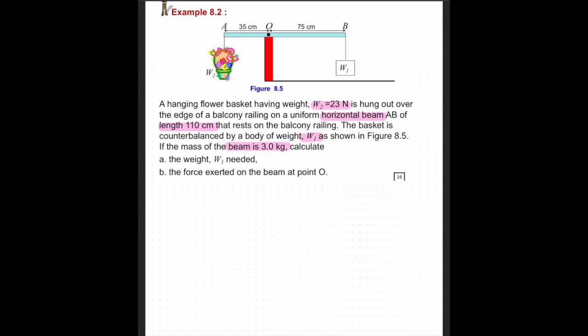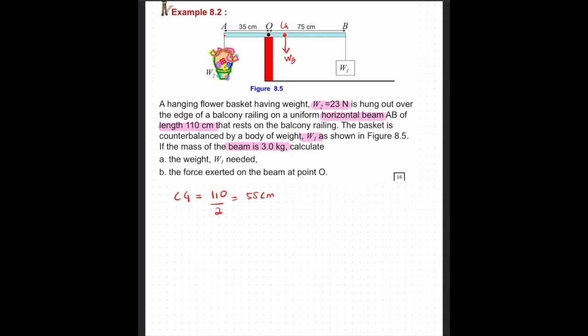First, what we need to do is find the CG. To find the CG, the total length, which is 110, divided by 2, we will get 55 cm. 55 cm is from A to the center, and we assume the center is here. Then draw the weight of the beam. This is our CG. Find the CG and then draw the weight of the beam.